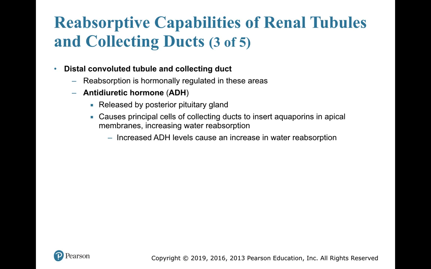In the distal convoluted tubule and the collecting ducts, reabsorption is going to be controlled by hormones. Antidiuretic hormone, which is released by the posterior pituitary gland, will cause the principal cells of the collecting ducts to insert more aquaporins in their apical membranes, and that will increase water reabsorption, so increased ADH levels would cause an increase in water reabsorption.